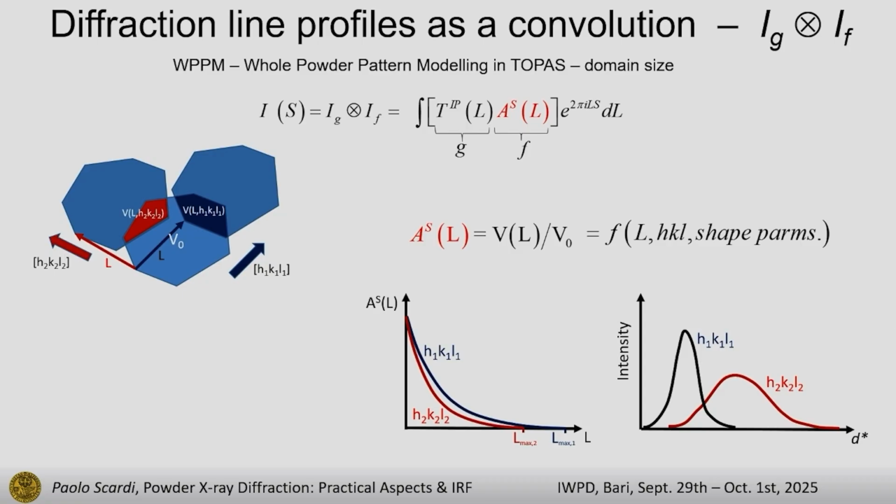This, as I say, is pure geometry. It's just the volume of intersection between your crystal and the crystal itself translated along the scattering direction. You can always calculate this.